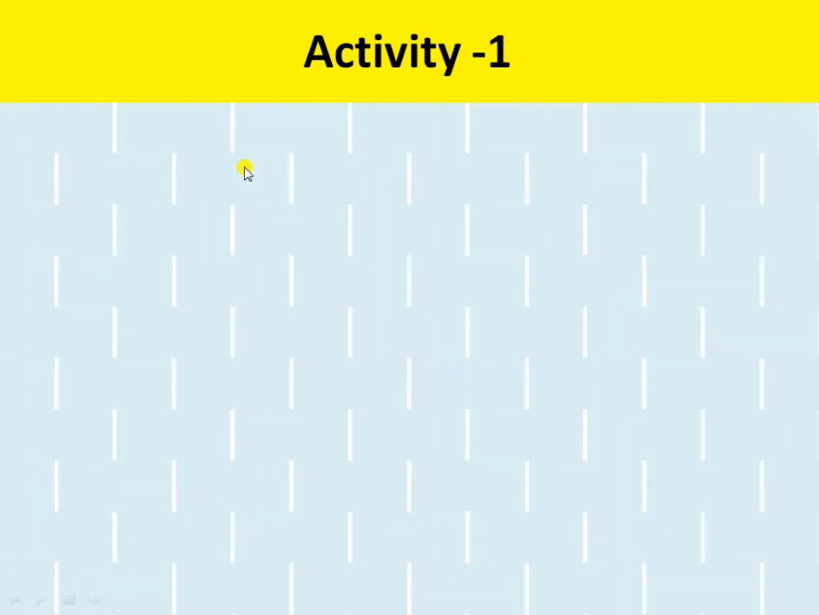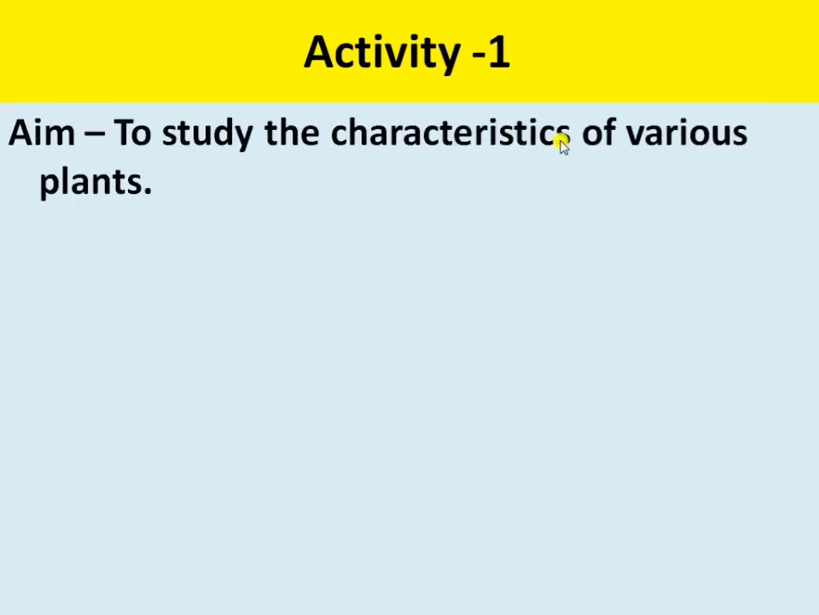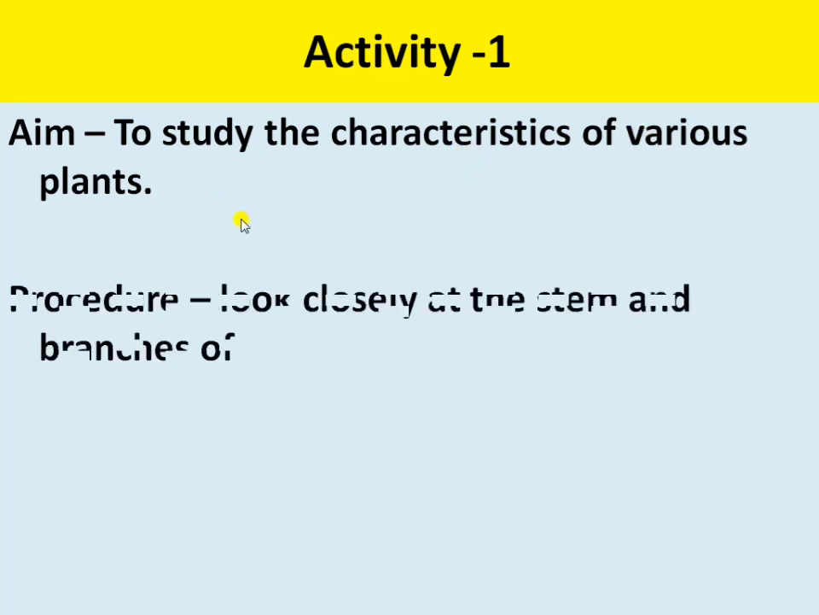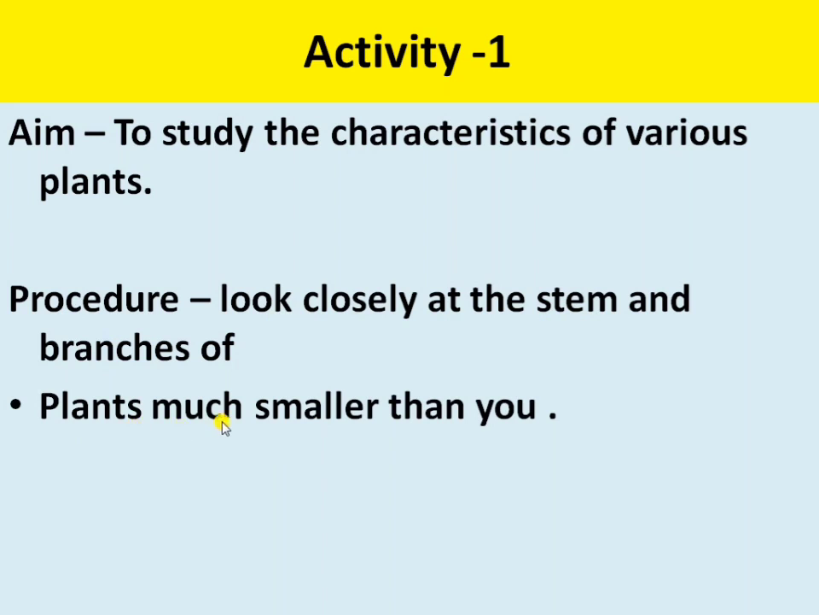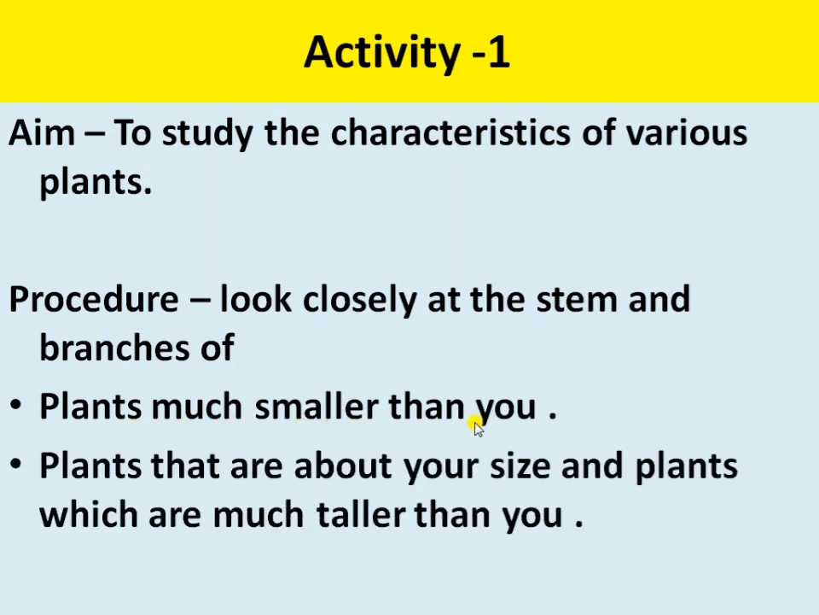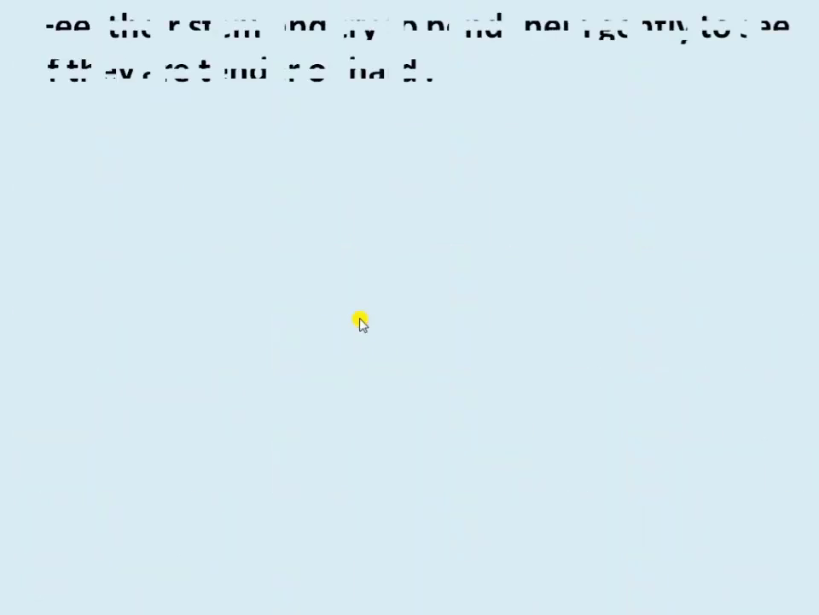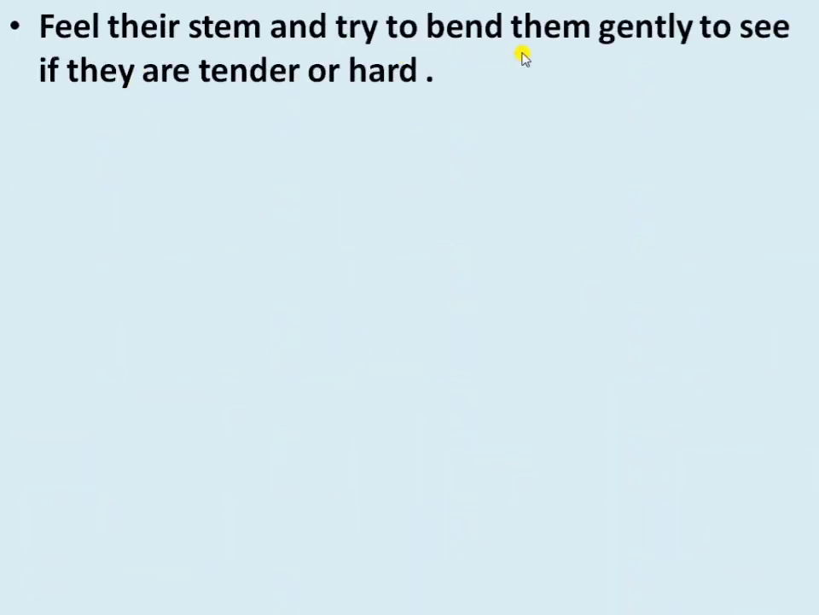The first activity: the aim is to study the characteristics of various plants. The process is, look closely at the stem and the branches of plants much smaller than you, plants that are about your size, and plants which are much taller than you. Next, feel their stem and try to bend them gently to see if they are tender or hard. Take care that the stem doesn't break. Hug the plant to see how thick their stems are.